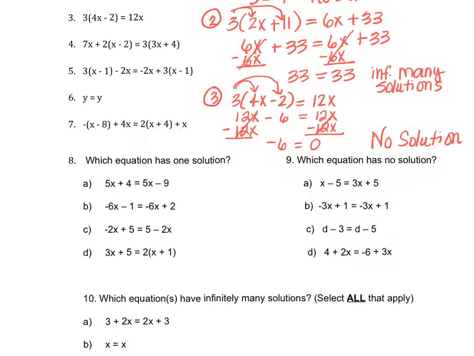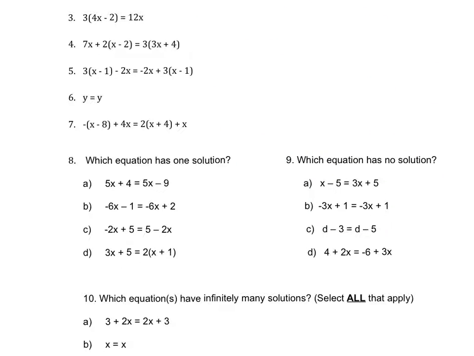Okay, I'm going to erase these and then start with number 4. So I'm going to take my eraser. And I'm going to go back to number 4. Number 4 is a little bit longer, so it's 7x plus 2 parenthesis x minus 2, close parenthesis equal, and then 3 parenthesis 3x plus 4.